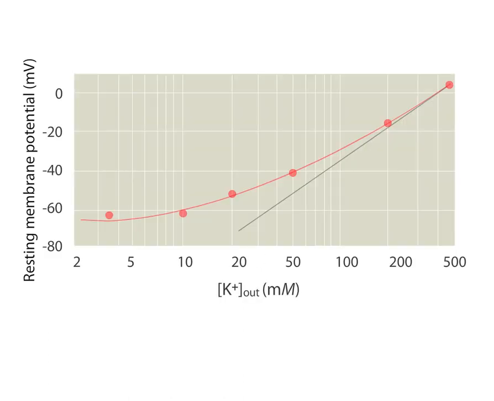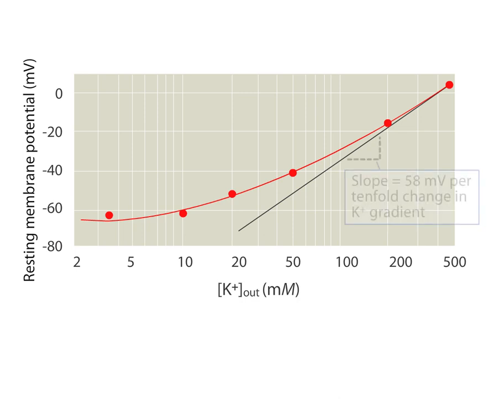This graph shows the relationship between resting membrane potential and external potassium concentration plotted on a semi-logarithmic scale. The straight black line represents a slope of 58 millivolts per tenfold change in concentration, as given by the Nernst equation. The red line shows the data from our previous experiment. What might explain the discrepancy between the data predicted by the Nernst equation and the observed results?